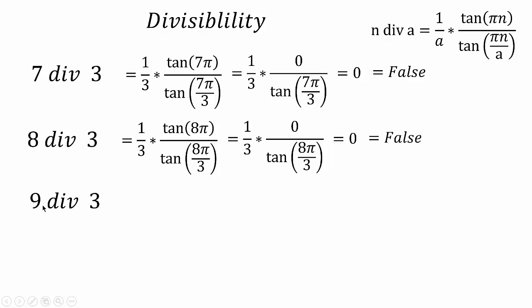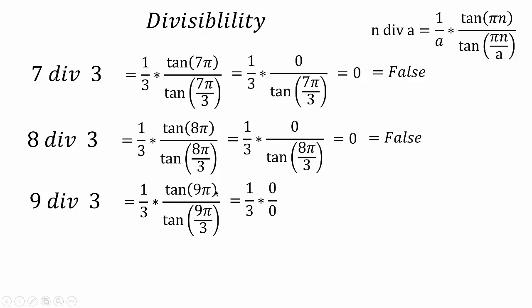Let's take another example. What happens when 9 is divided by 3? Let's plug in the values similarly. Now, this case is quite different from the other two. Since tan of 9 pi by 3 is nothing but tan of 3 pi, the numerator part will be 0, and the denominator part will also be 0. Then how do we calculate its value? For this, we need to understand the concept of limits.